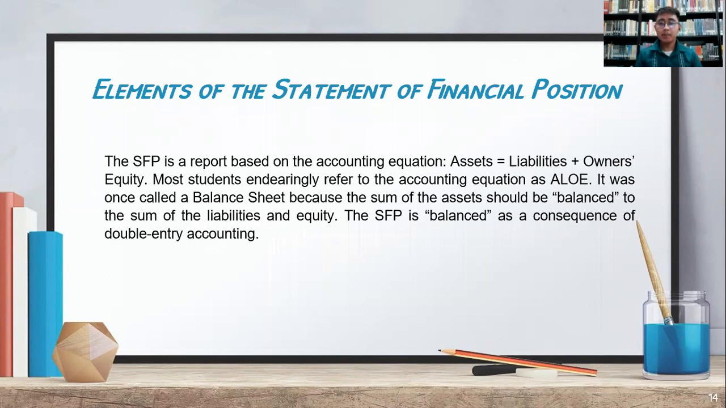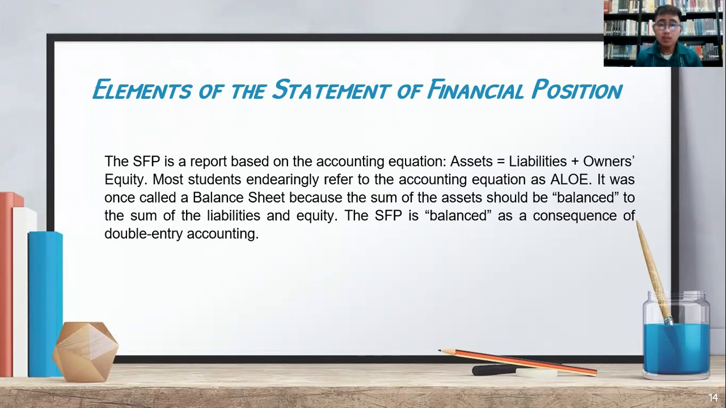So the SFP is a report based on the accounting equation, which is assets equal to liabilities plus owner's equity. So tatandaan po class that this is the basic accounting equation. The assets must be equal to liabilities and owner's equity. Most students endearingly refer to the accounting equation as ALOE. The A stands for assets, the L stands for liabilities, and the OE stands for owner's equity.